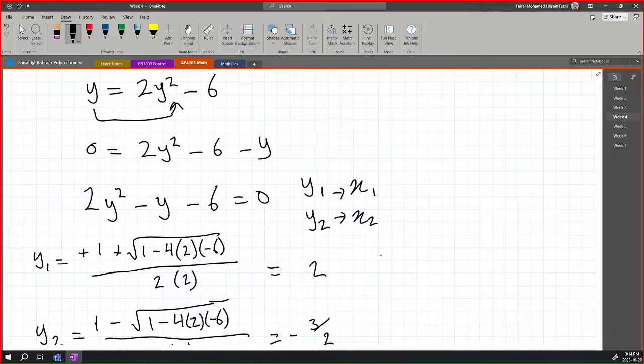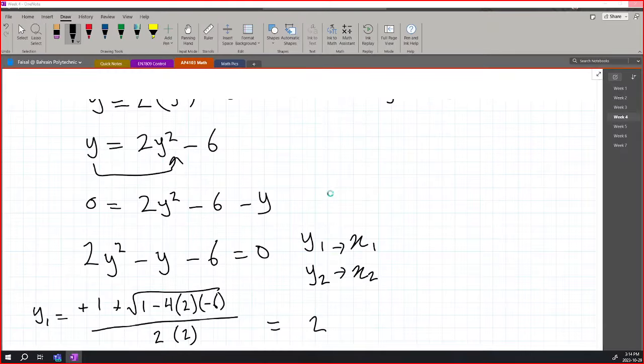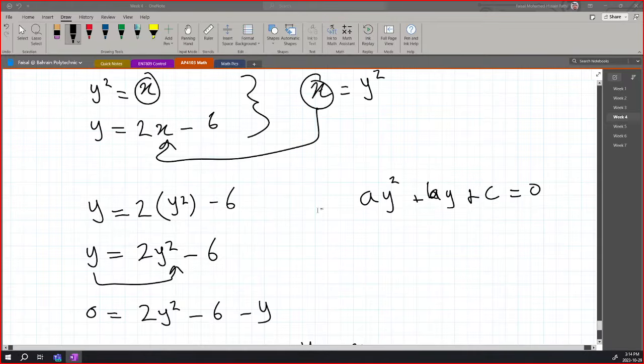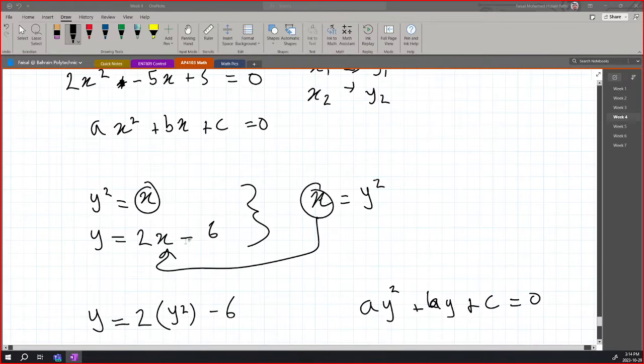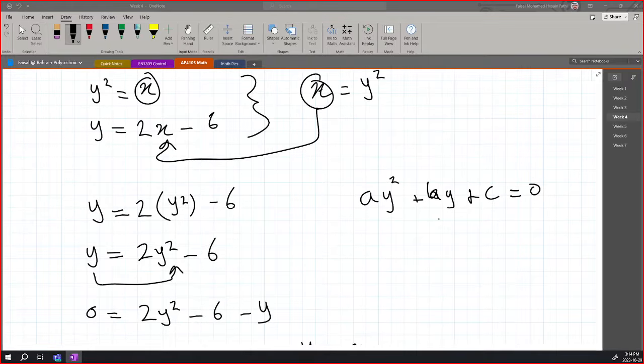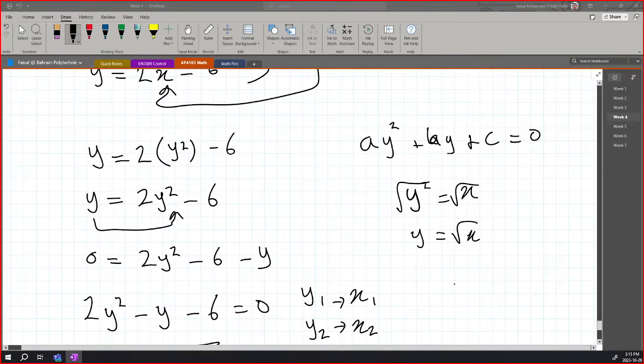Simple. Now that you know the values, what do you do next? You substitute back. You can substitute in any of the equations. You can put it back in this equation or that equation. So let's take, for example, if you want to substitute in y squared equals x, the way to do it in this case is to take the square root of both sides: y equals square root of x. If you don't know this method it's fine, just substitute in the other equation.